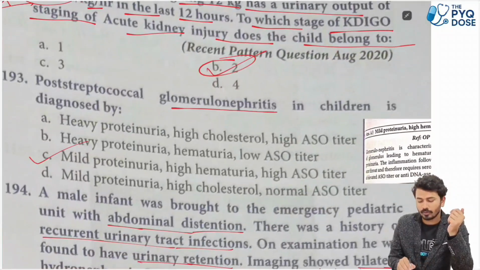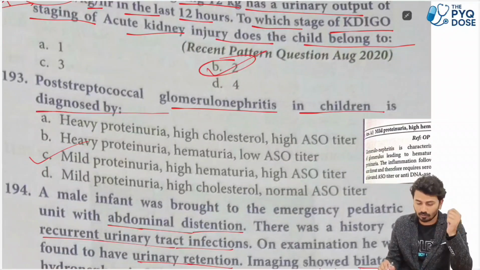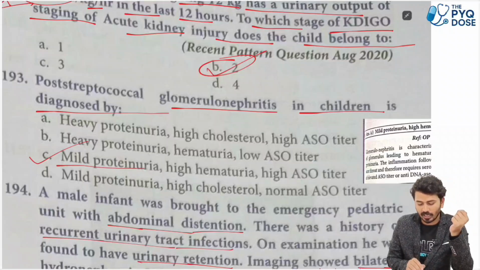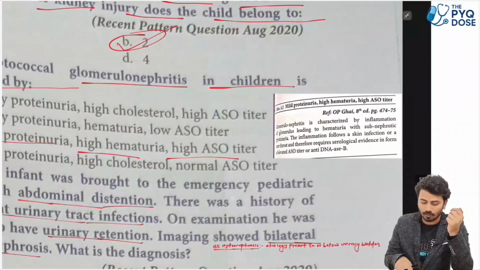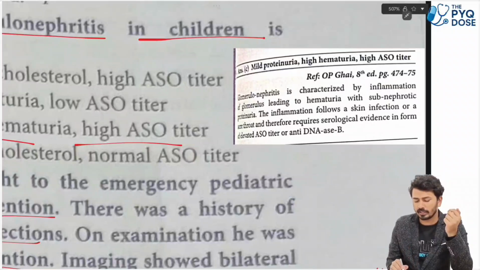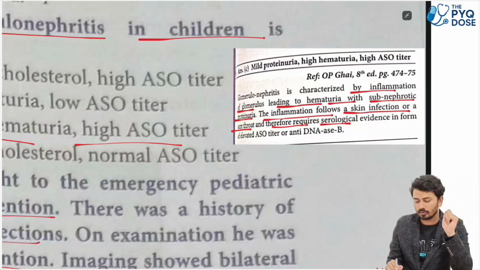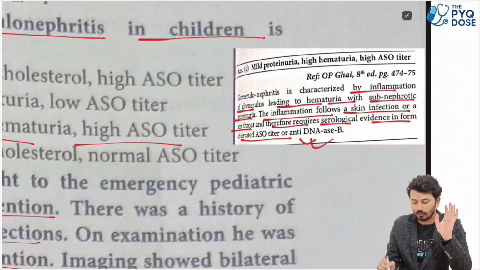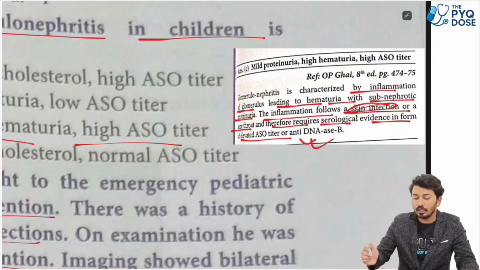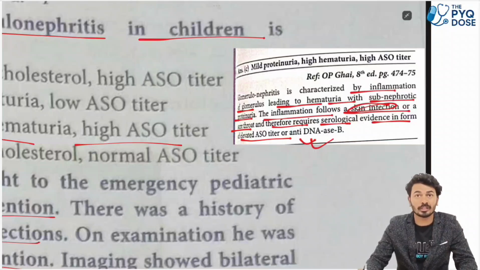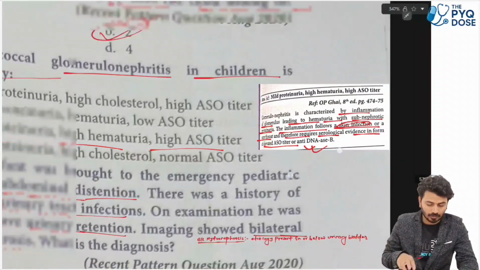पोस्ट स्ट्रेप्टोकोकल ग्लोमेरुलोनेफ्राइटिस इन चिल्ड्रन इज डायग्नोज्ड बाय, कैसे? PSGN को डायग्नोज कैसे करेंगे? So there will be mild proteinuria, high hematuria and high ASO titer will be there. Look, glomerulonephritis is characterized by inflammation of the glomerulus leading to hematuria with subnephrotic proteinuria. The inflammation follows a skin infection or a sore throat and therefore requires serological evidence in the form of elevated ASO titer or anti-DNase B. Look, I told you na, skin infection जो boils आगे दिया हुआ था in the previous question, boils were present on the skin, so skin infection also consists of this PSGN only.